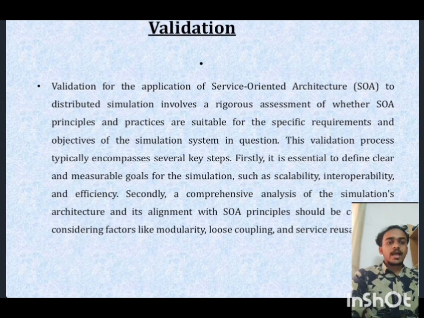Another critical aspect of SOA in distributed simulation is its emphasis on interoperability and integration. In a distributed environment where different simulation components may be developed by different organizations or use different technologies, SOA provides a common framework for seamless communication. Services communicate through a standardized interface, making it easier to integrate various simulation modules even if they are built using different programming languages or platforms.